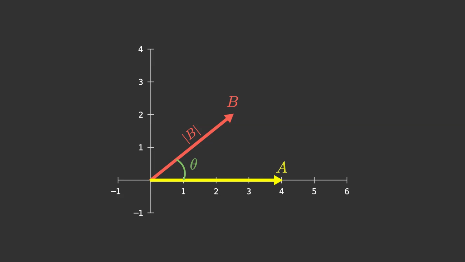Now, if we drop a dashed perpendicular line from the tip of vector B down to the direction of vector A, this is called the scalar projection of vector B onto the vector A. This gives us a segment that tells us how much of B is going in the direction of A. Let's now derive the formula to calculate this projection.